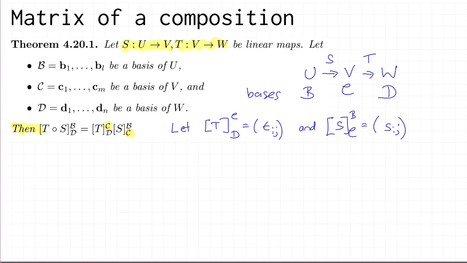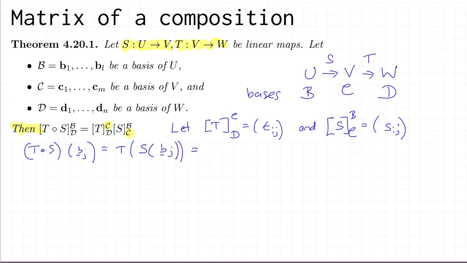So we're just going to work out what is the ij element of T composed with S, and we're going to see that it is actually equal to the ij element of the matrix product, matrix of T times matrix of S. So to work out what the elements of the matrix of T composed with S are, we have to just evaluate T composed with S at one of the basis elements in B. So we'll look at T composed with S of one of the basis elements from B, so let's say Bj. So that by definition is T of S of Bj.